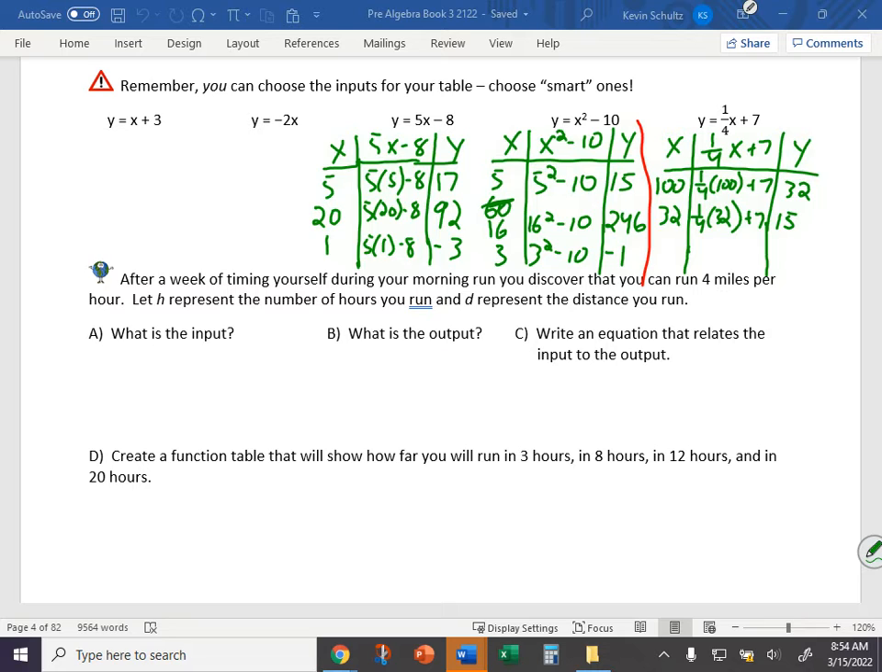Okay? What's another one? Haley? 16. 1/4 of 16 is what? 4. 4 plus 7 gives us 11. I like it. Tony, you have your hand up? Do you have another one? No? John? 40. I like 40. 4 goes into 40. 1/4 of 40 is 10. Plus 7 gives us 17.